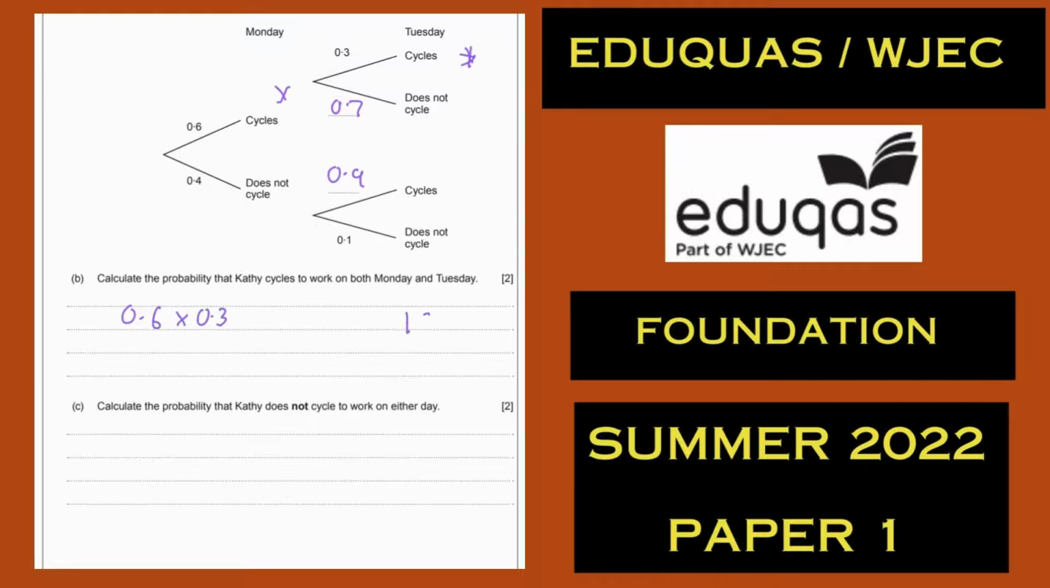6 times 3 is 18. 2 in the question means 2 in the answer. Part C does not on either, so that's going to be bottom, bottom. 0.4 times 0.1. 4 times 1 is 4. 2 in the question, 2 in the answer.